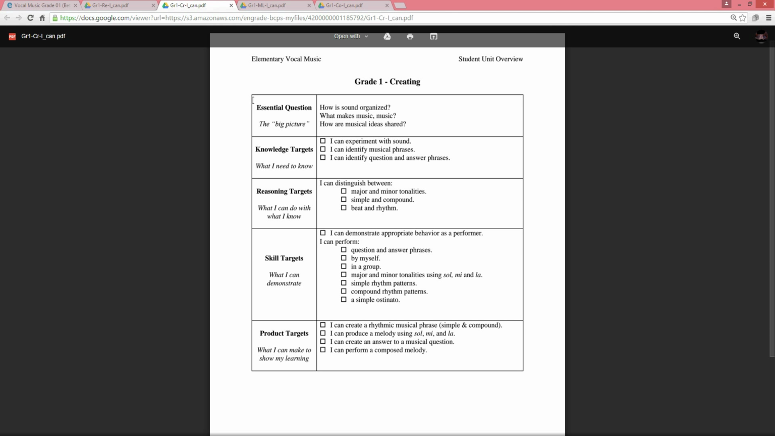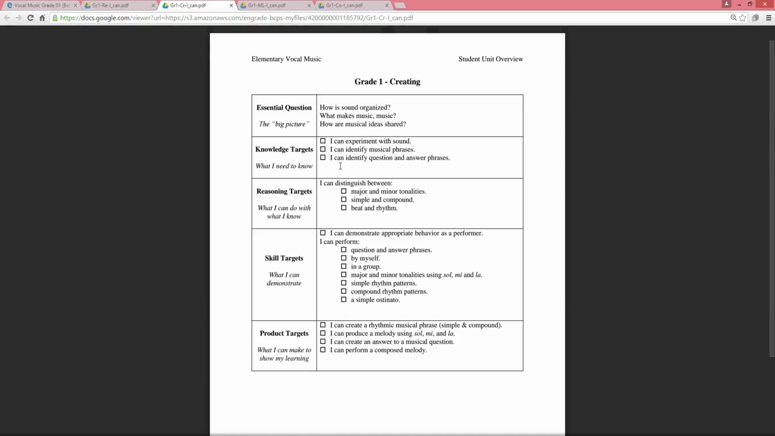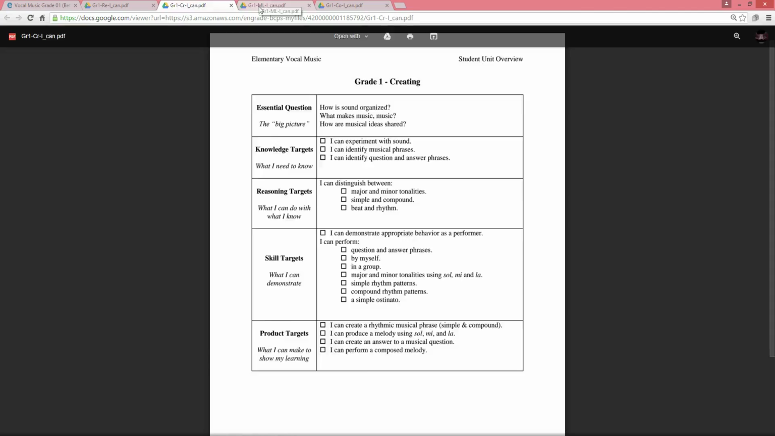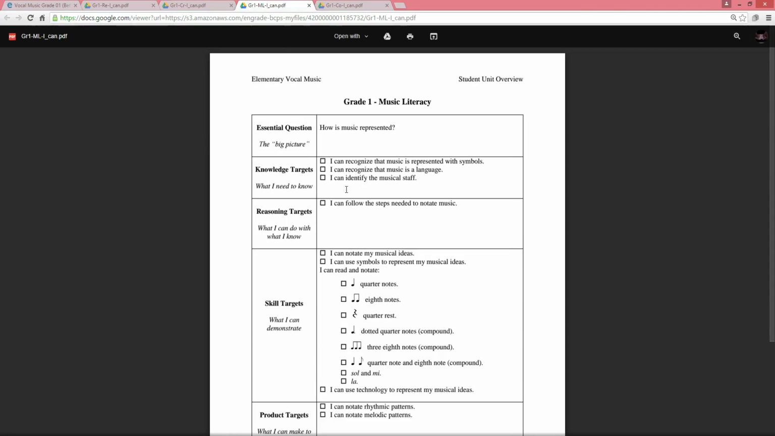From the creating bucket, students will be performing by themselves or in a group, performing simple rhythmic patterns, and performing a simple ostinato. From the music literacy bucket, students will be reading and notating quarter notes and eighth notes, as well as using technology to represent their musical ideas. As you can see, we have pulled skills from 3 buckets in this lesson.